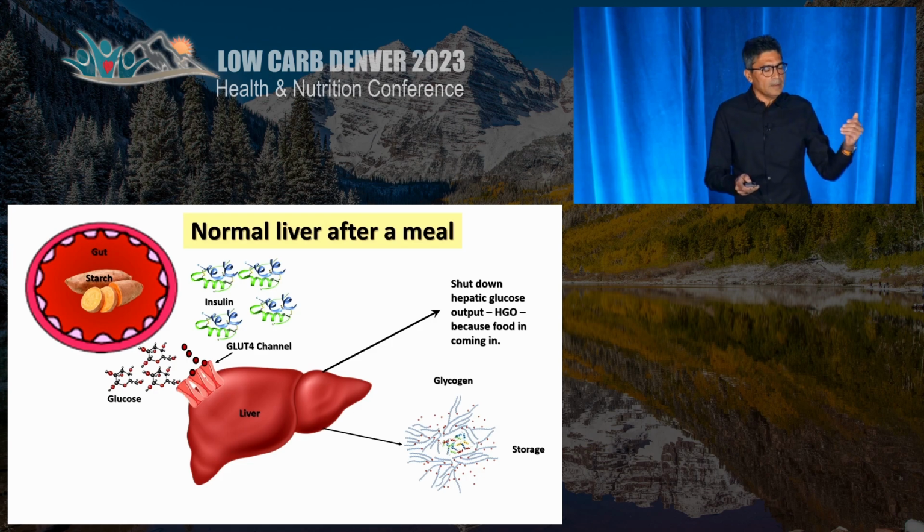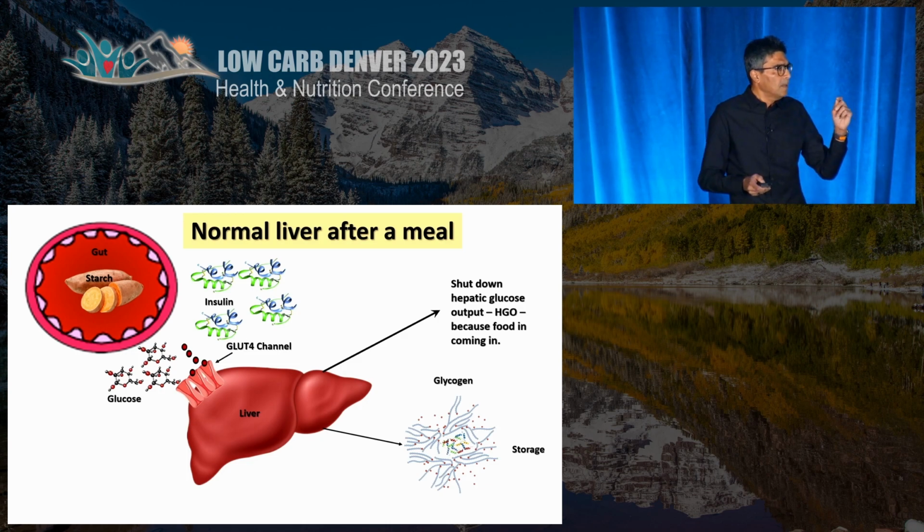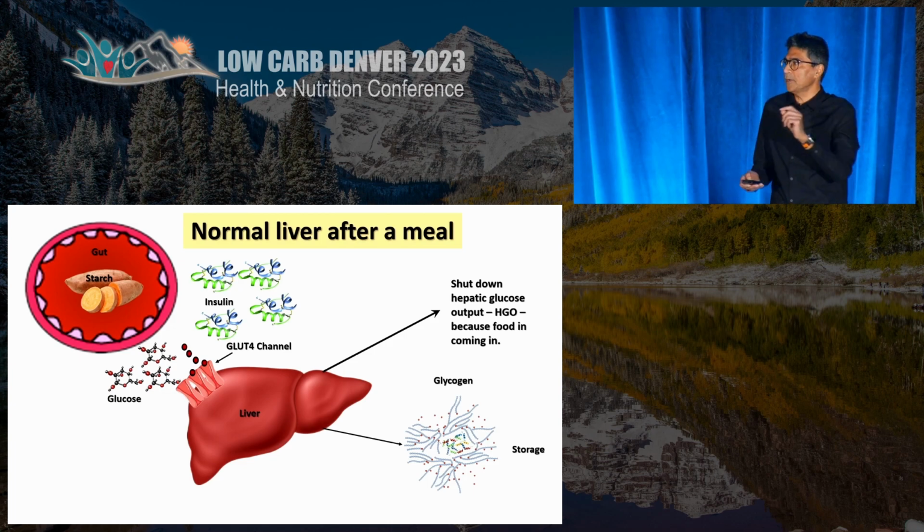When you eat a meal, glucose is coming in. The liver can use what it needs and then store it as glycogen, and because glucose is coming in, hepatic glucose output should get shut down.